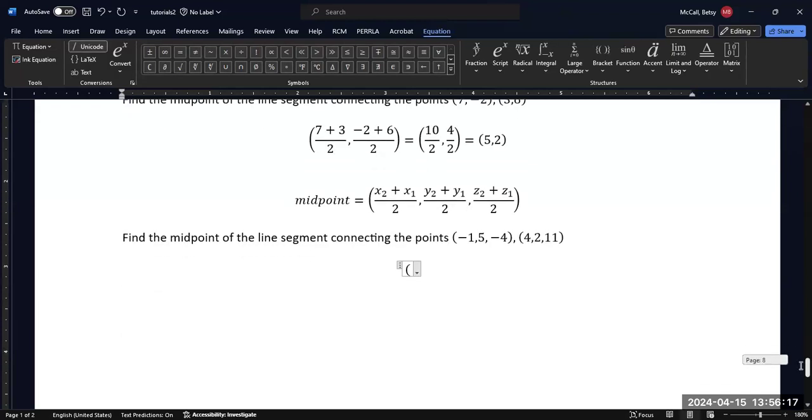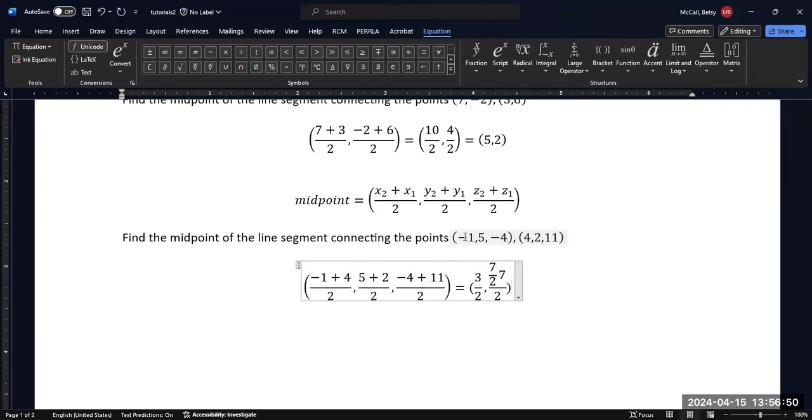So what is our midpoint going to be? Well, it's going to be -1 plus 4 over 2, and then 5 plus 2 over 2, and then -4 plus 11 over 2. And so that's going to give me 3 over 2 and 7 over 2 and also 7 over 2.